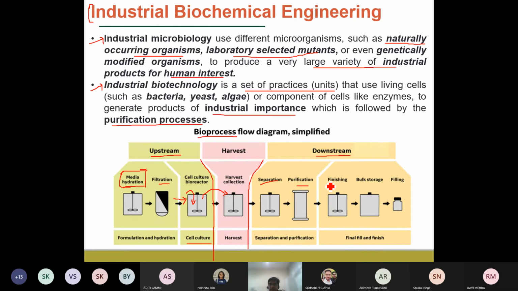Once you have separated the ethanol, it may contain some other impurities, so you want to do further treatments or unit operation processes to improve the purity of that ethanol. Then this is the final fill and finish. Once you have produced a high purity ethanol, you can store it, and in the end, you need to have the product labeling.